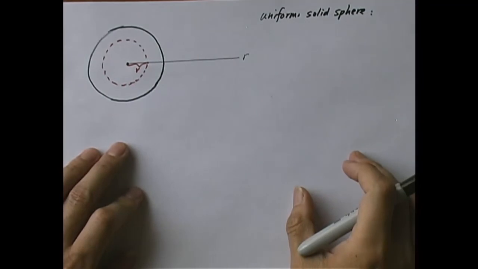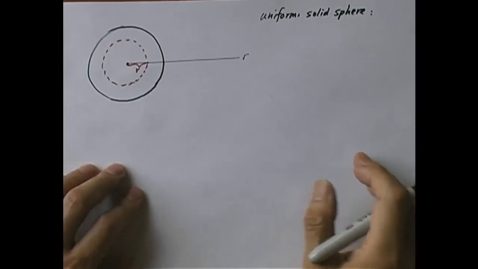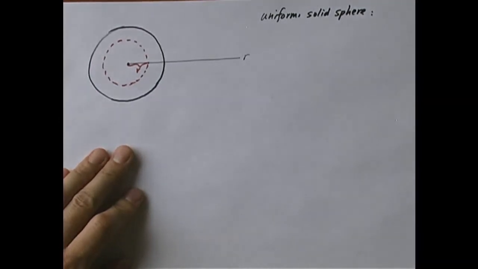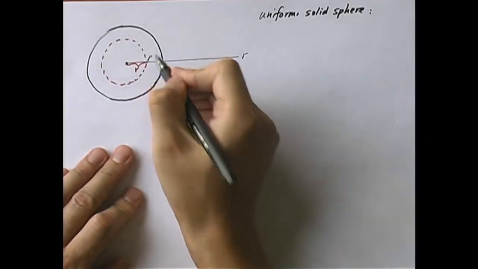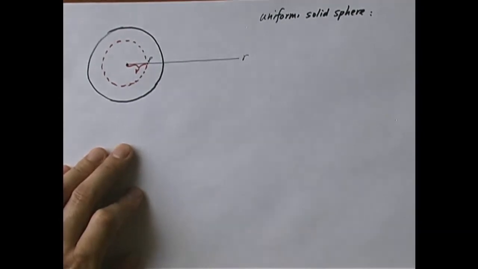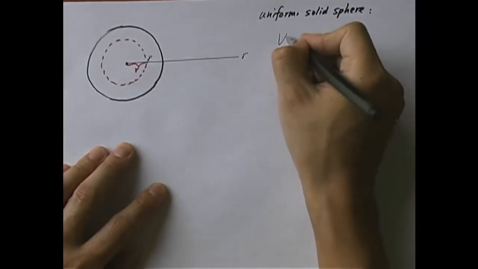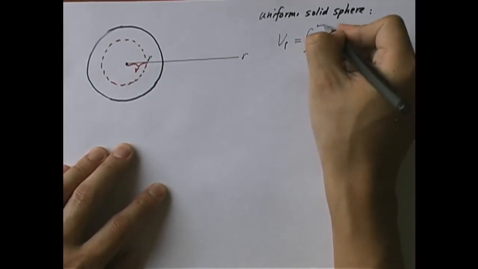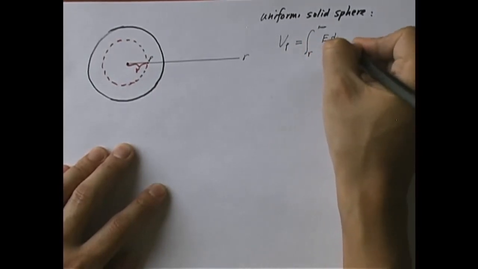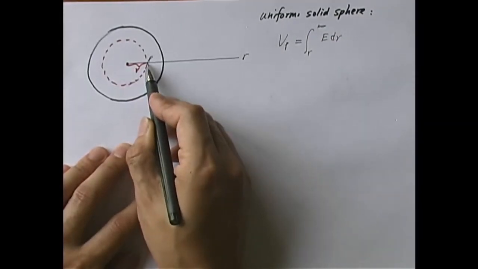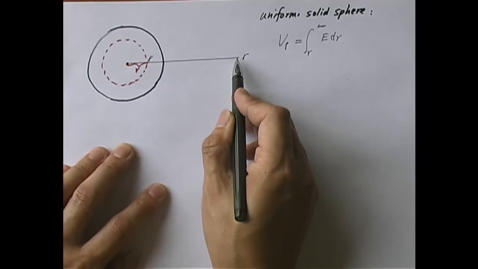Okay, naturally what we consider next is a uniform solid sphere, not a solid shell. What is the electrostatic potential at a point P inside that sphere? The formula we use, following the previous page, is V_P equals the integral from r to infinity of E dr. Small r is the distance between the center and point P, and from point P we integrate all the way to infinity.